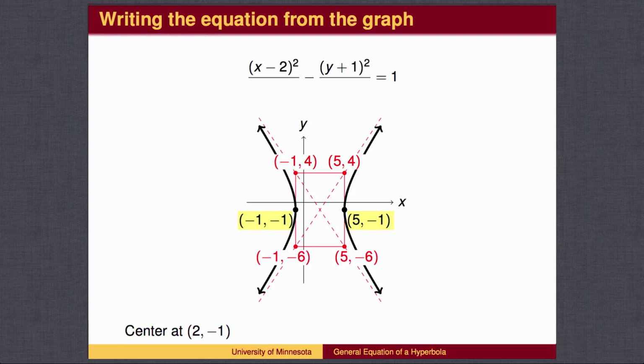The vertices are a distance of 3 left and right from the center, so the horizontal stretch factor is 3. The asymptote box has corners that are 5 above and below the vertices, so the vertical stretch factor is 5. The squares of the stretch factors appear in the denominators.